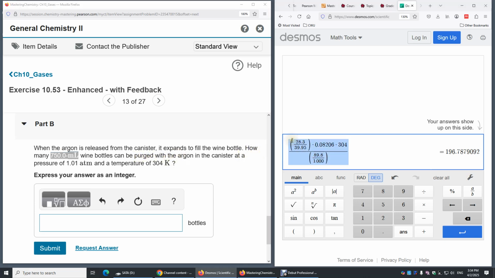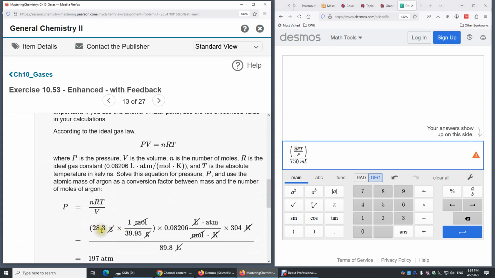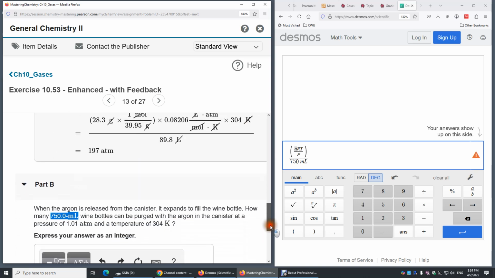Essentially we need to have V divided by 750 milliliters. V is the volume of the argon gas at this pressure and temperature. So for V, I'm going to use the equation V is nRT over pressure. That's the volume of the argon gas. What's the number of moles of the argon gas? We had the calculation before. It's over here, 28.3 divided by the molar mass.